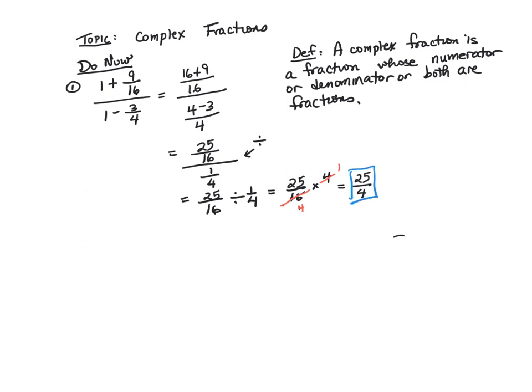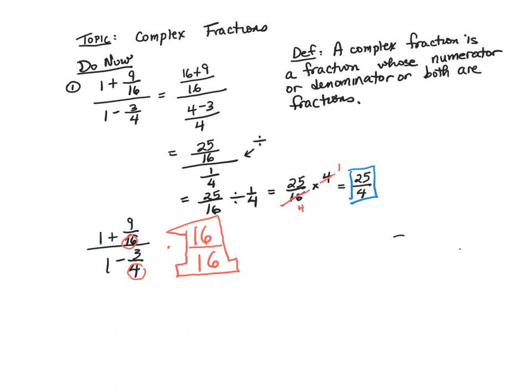But there's another way to simplify a complex fraction that is used more often in higher mathematics. And what we do is we find the least common denominator of all the denominators in the complex fraction. So what is the least common denominator of 16 and 4? 16. So what we do is we multiply by a form of 1, 16 over 16.